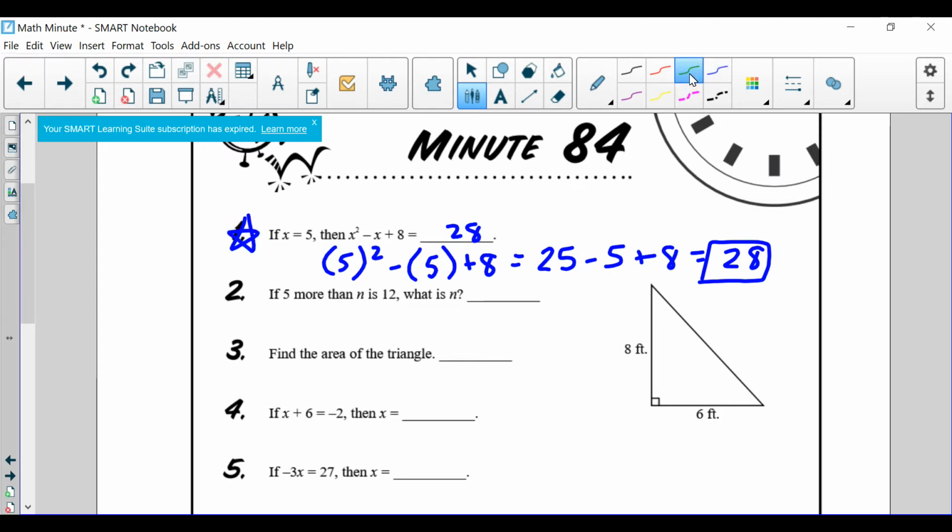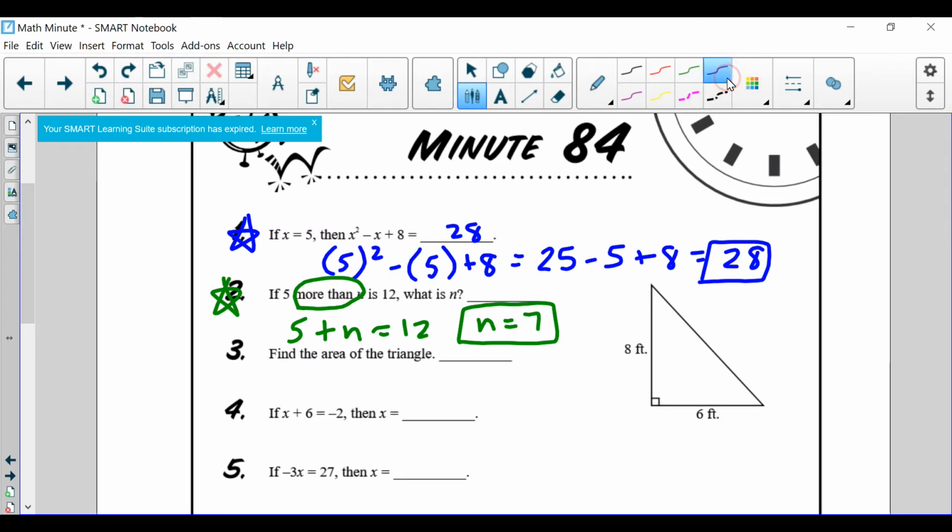Number 2 says 5 more than n is 12. Keep in mind, more than means plus. So we go 5 plus n is 12. So 5 plus some number is 12. What is that some number? You can subtract 5 from 12 and you'll get n is equal to 7. All right, next one, here we go.